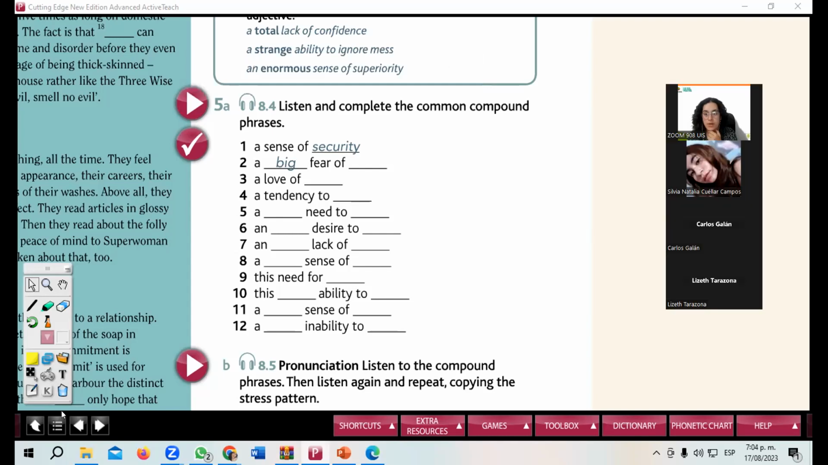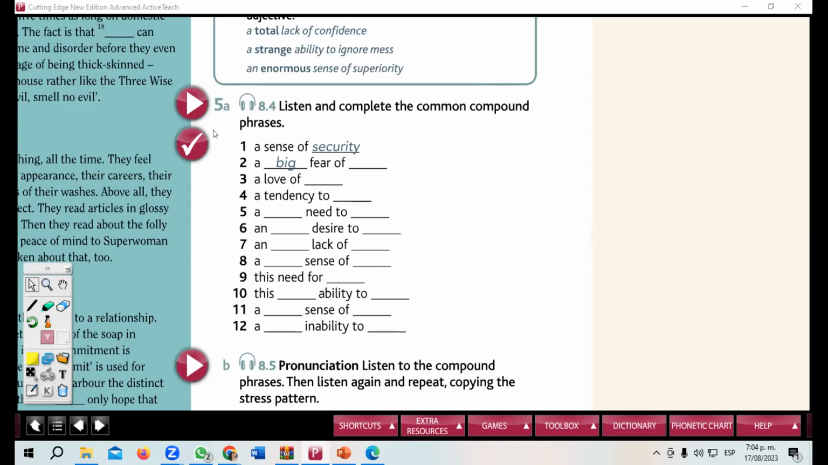All right, guys, let's start one by one. I will call your name and you can help me with the answer for each one, okay? So let's start with Carlos. So for the second one, is a big fear of? Rejection. Yes, it's a big fear of rejection, the word here, of rejection. Okay, thank you. Elkin, what about number 3?